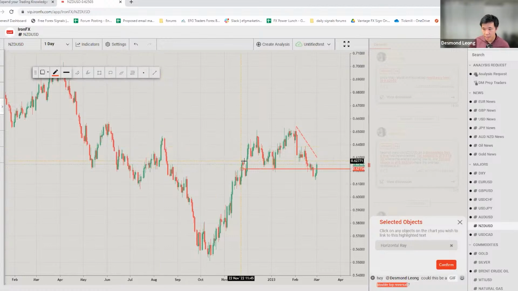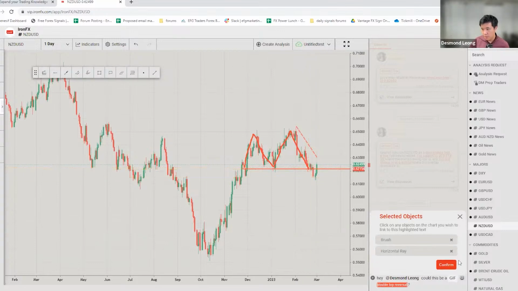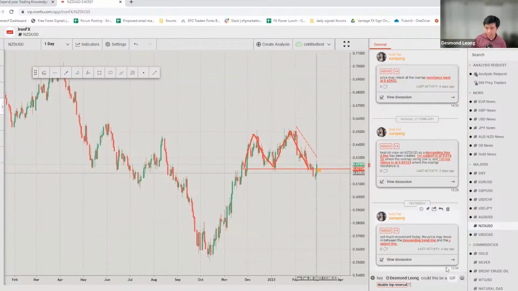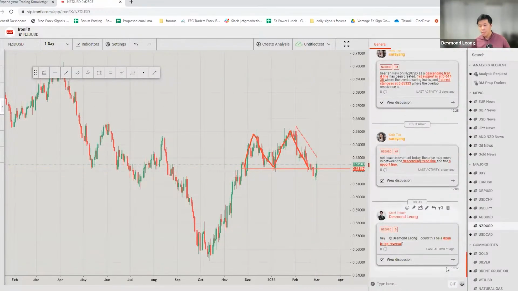Or if I want to, I can also draw additional lines inside, because could this be a little bit of a double top reversal? Confirm it, and I send the message through. If anyone is reading the message for the first time, they'll be like, hey, Desmond, could this be a double top reversal? When they hover the mouse over it, you can see that it lights up on the chart directly.